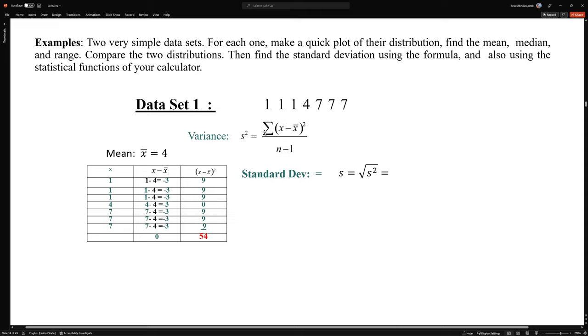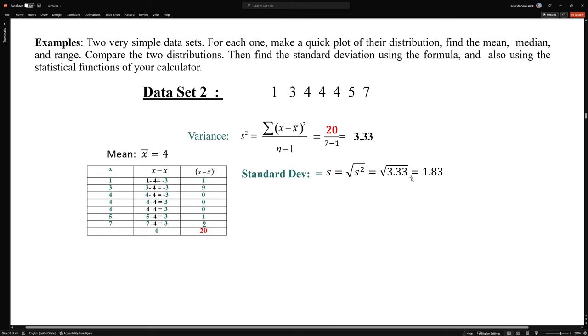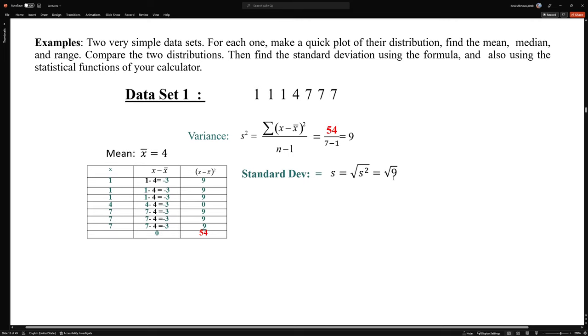So now after the summing we have the numerator, right? The 54 is the numerator, since we summed all. Capital sigma means sum. So the numerator is 54, and we have to divide it by n minus 1. N is 1, 2, 3, the number of our observation data. So it will be 54 divided by 6, which is equal to 9. And the standard deviation is just the square root of 9, which is 3. So this is for the dataset 1.